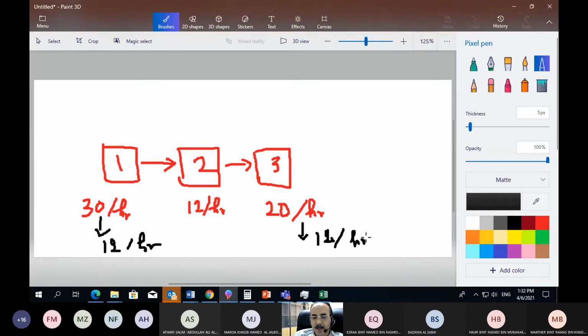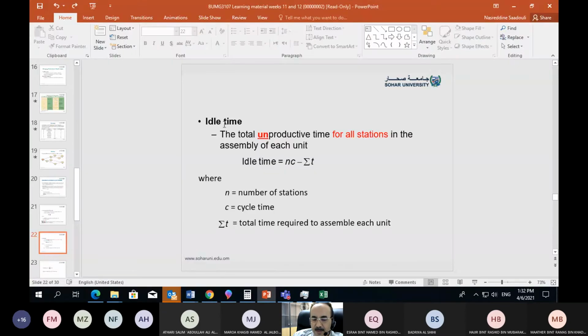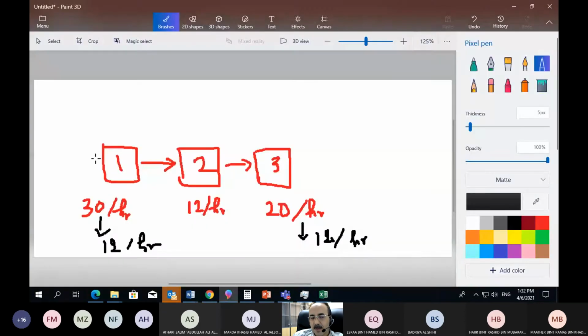So here, idle time is the time that the task or the station is not used. For instance here, I'm going to make 12 in an hour. Each takes 2 minutes. So the total will take 24 minutes. The remainder of the hour is the idle time. The remaining 36 minutes is the idle time.